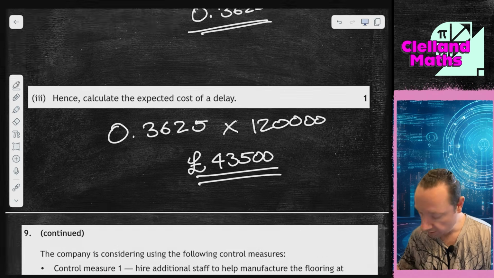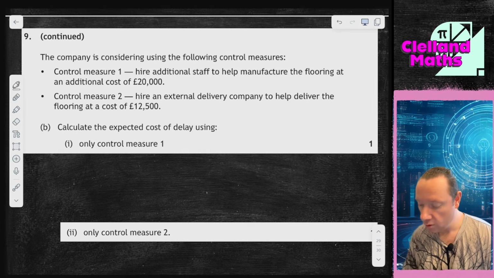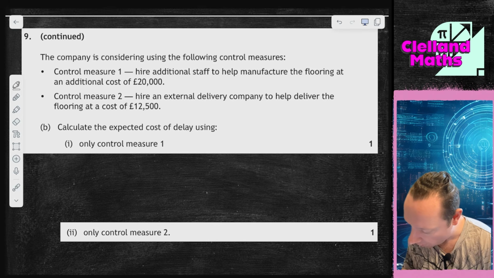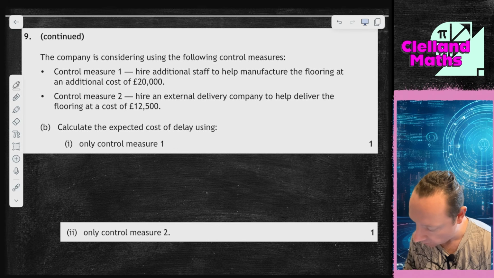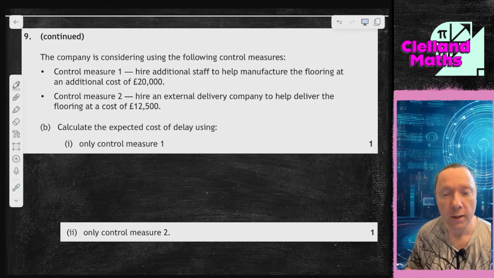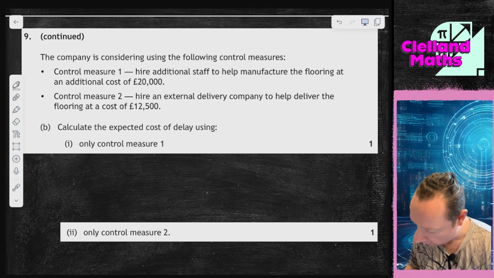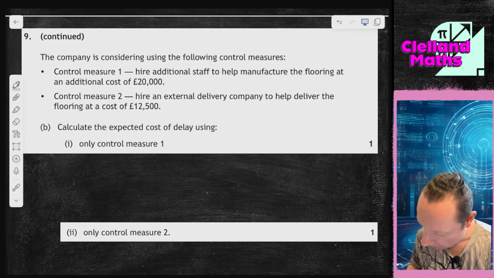And now we move to the control measure part. The company is considering using the following control measures. Control measure 1, hire additional staff to help with manufacturing, cost £20,000. Control measure 2, hire an external delivery company to deliver, cost 12,500. Calculate the expected cost of only control measure 1.